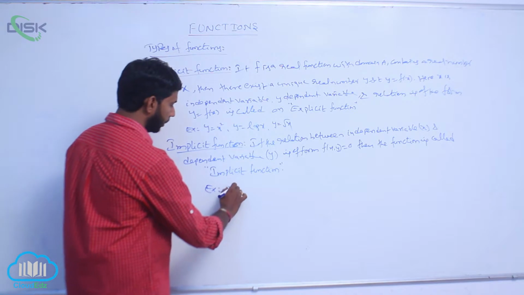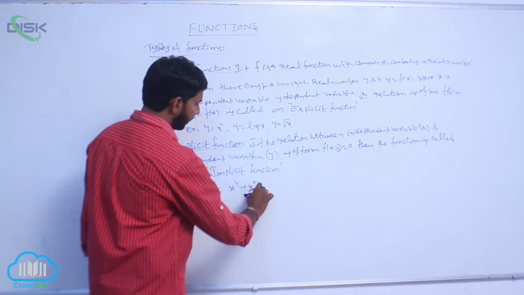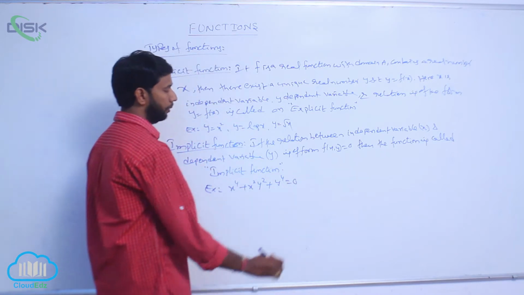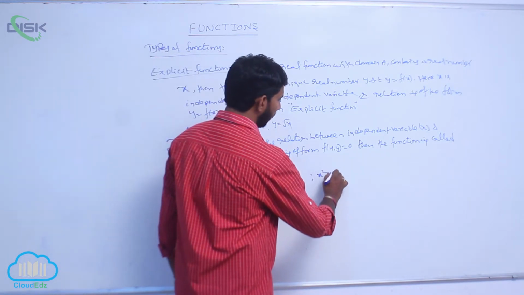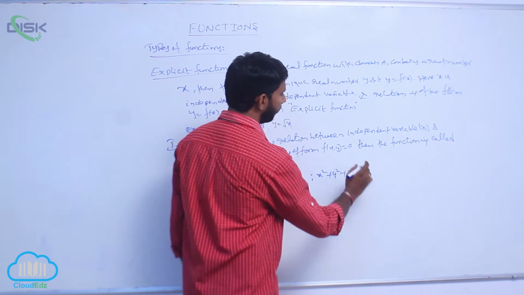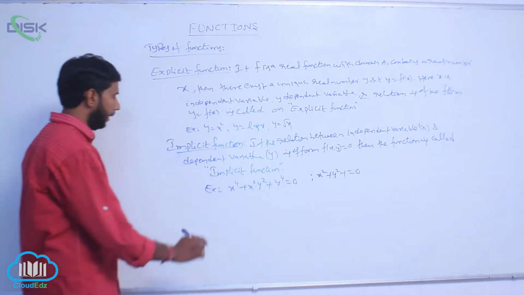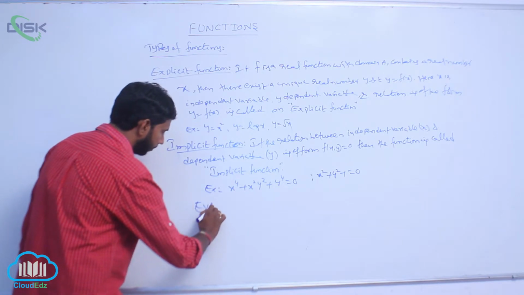Examples: x power 4 plus x square y square plus y power 4 is equal to 0, or x square plus y square minus 1 equal to 0 are examples of implicit function. And next one is even function.